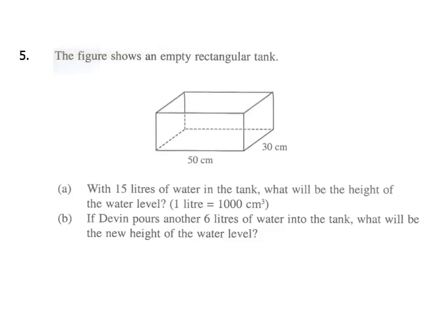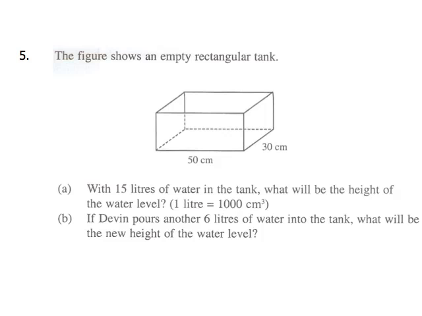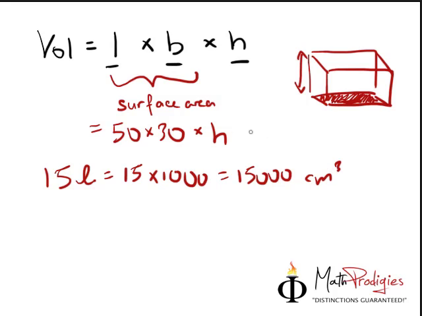So in this case, your length and your breadth is given as 50 and 30, and you're not given the height. So they ask you to find the height. With 15 liters of water, 15 liters actually equals 15 times 1000 cm cubed, which gives you 15,000 cm cubed. So how do you find the height? You simply take 15,000 divided by 50 times 30.